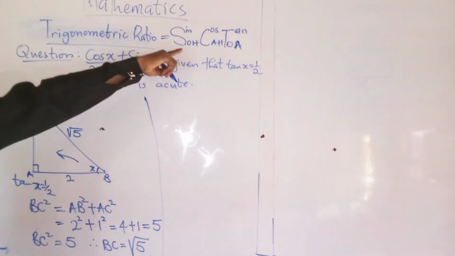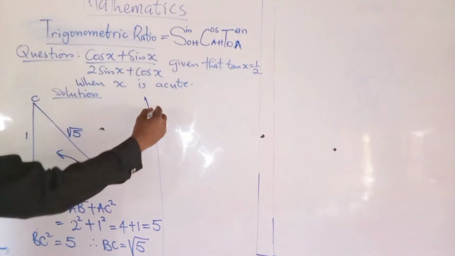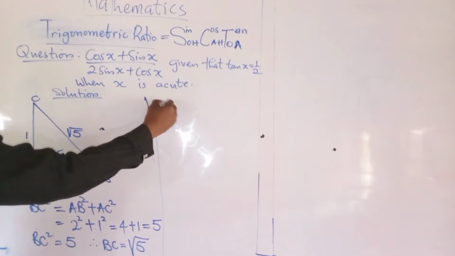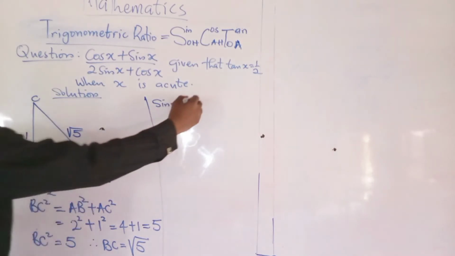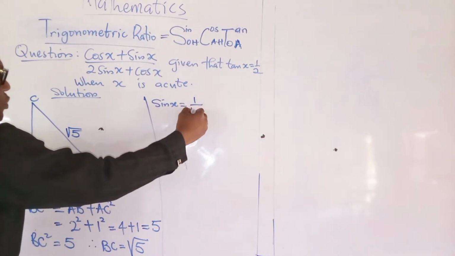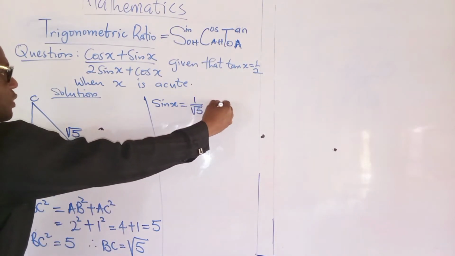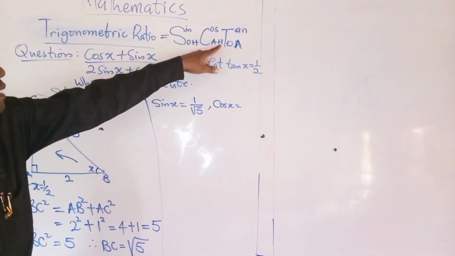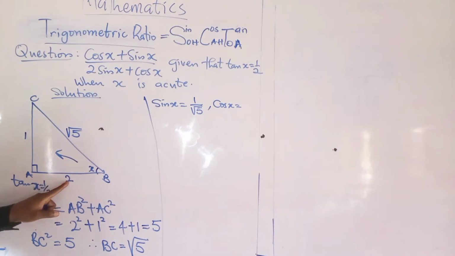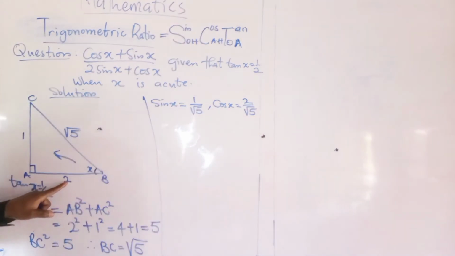Now, following this, we have sine is equal to opposite divided by hypotenuse. So sine x, using this diagram, is equal to opposite divided by hypotenuse. So we have 1 divided by square root of 5. Also, cos x, same thing, adjacent divided by hypotenuse. Here, adjacent 2 divided by hypotenuse, square root of 5.